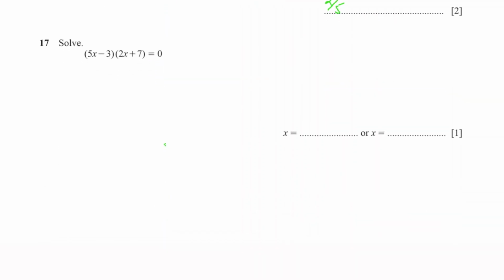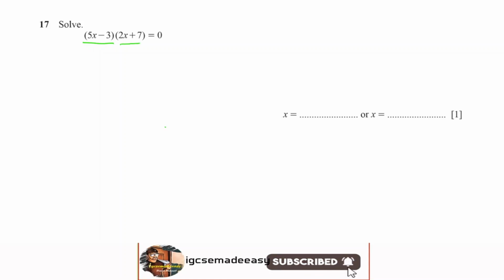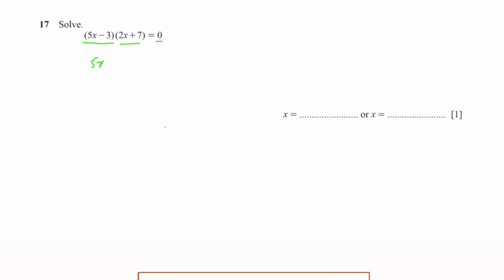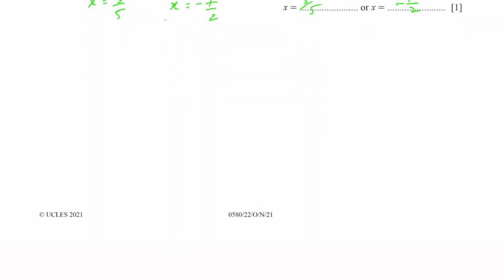So question number 17, solve this. We know that this bracket will be equal to 0 and this bracket will also be equal to 0. So we can write 5x minus 3 equals 0, and 5x equals 3, and x equals 3 by 5. One of the values is 3 by 5. For the other value, we can write 2x plus 7 equals 0 and 2x equals minus 7. So the value of x is minus 7 by 2. So these are the two values of x.